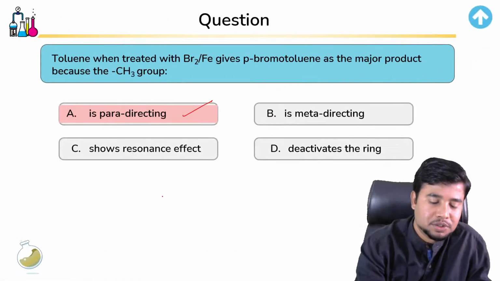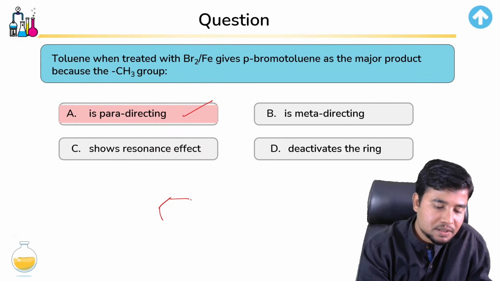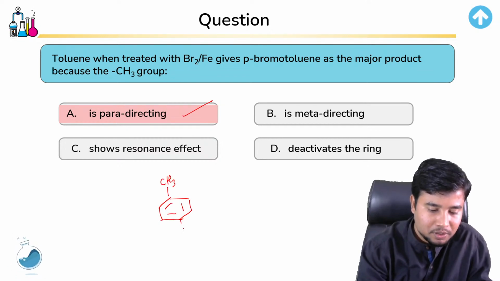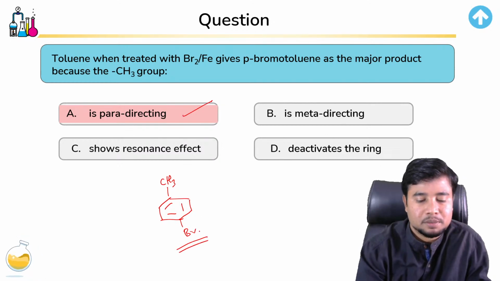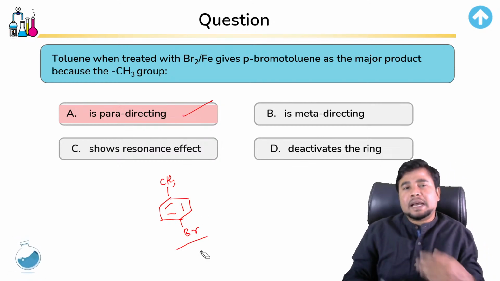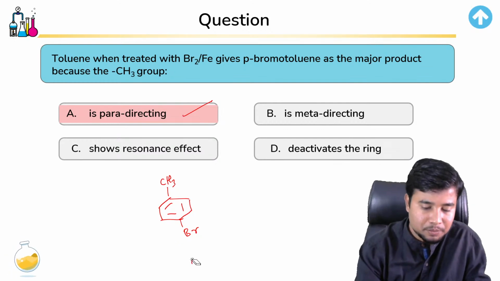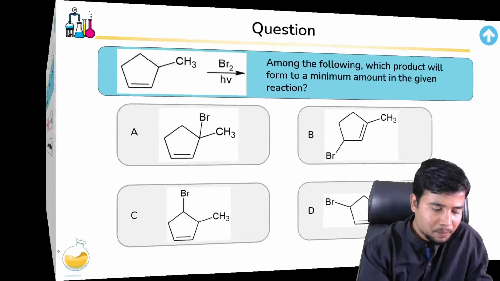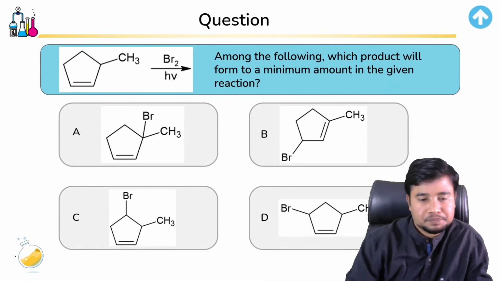In the para position. And that is why the answer to this question would simply be this. The bromine would come over here, and this is going to be the major product. So that is the idea of how you could easily approach this type of problem. Alright, then let us move further and try to understand even more.